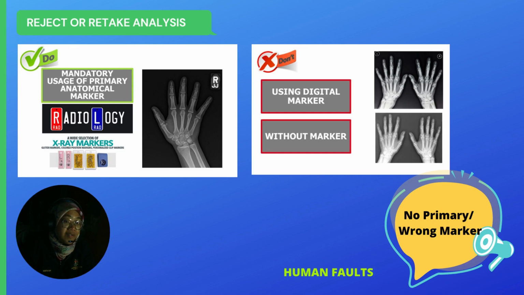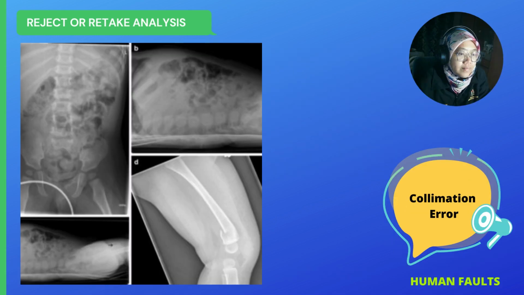Next, under human faults is no primary or wrong marker. So this is criteria. You need to use the primary anatomical marker. Cannot use digital marker or cannot pass film without marker. This is the common mistake made by radiographers, as previously you can see in the slide.